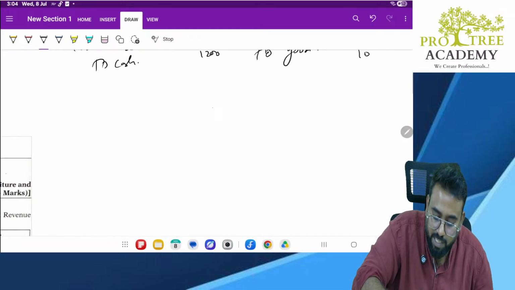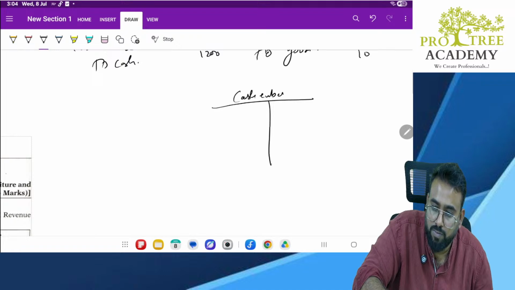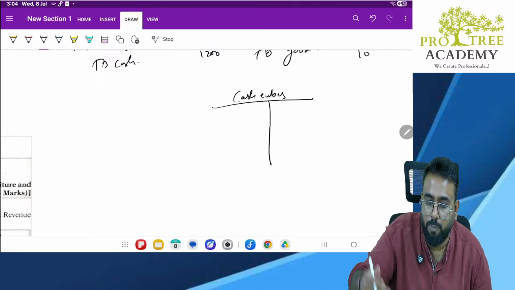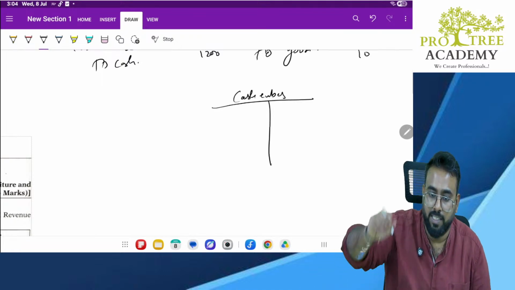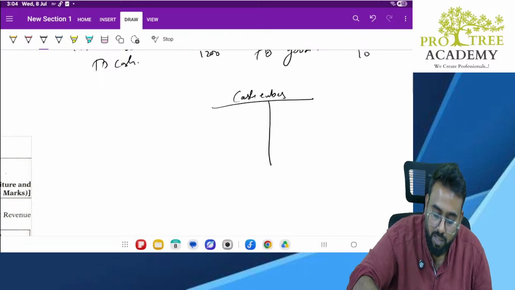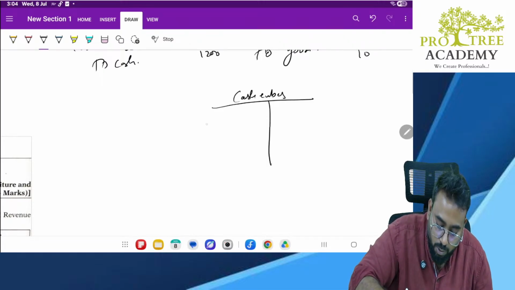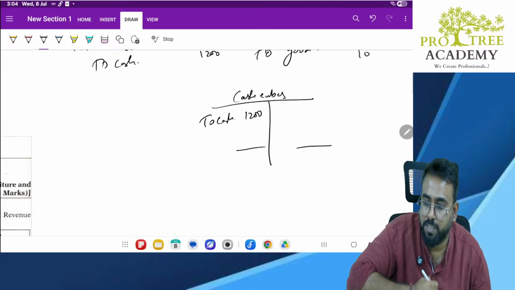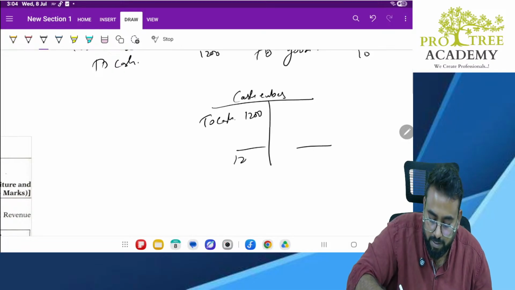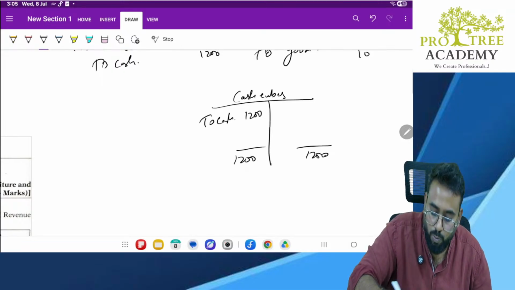You open cash embezzlement account. Cash embezzlement is what? Expense account or no? You lost the money. Economic benefit outflow. Cash embezzlement is an expense account. What is the entry? To cash. Correct, 1,200. Now you have to close this expense account. 1,200. So what do you do?